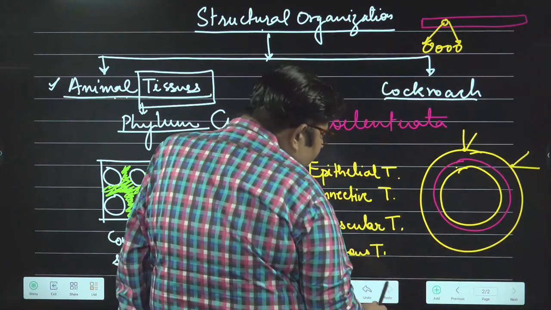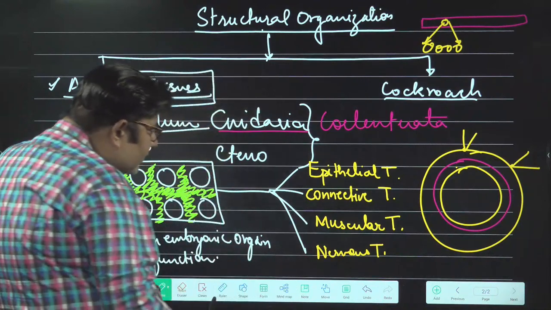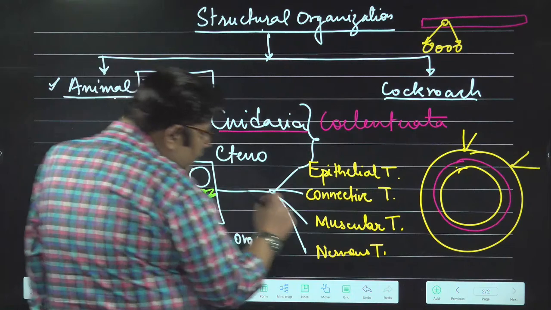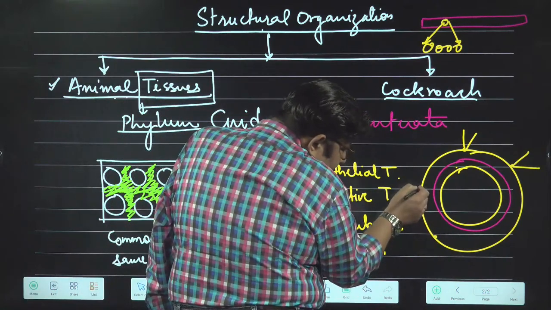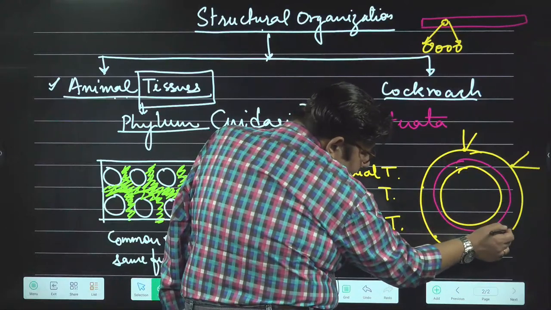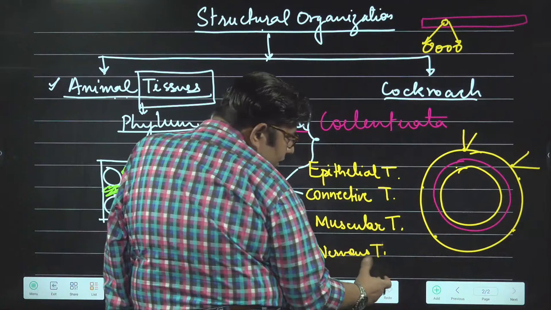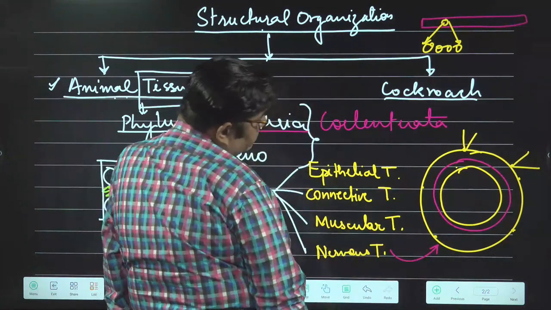So, epithelial tissue, connective tissue, muscular tissue, and nervous tissue. We can say that all the nervous tissue in the body comes from the ectoderm. All the nervous tissue, some is from this part, some nervous tissue is from this part, some from this part, like that. So the entire body's nervous tissue is originating from the ectoderm.